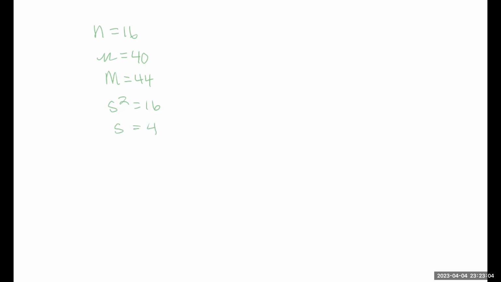Cohen's D is going to be, we're going to do estimated d equals 44 minus 40 over 4. That gives me 1. Okay, so that's the example. That's the example that we got, right?